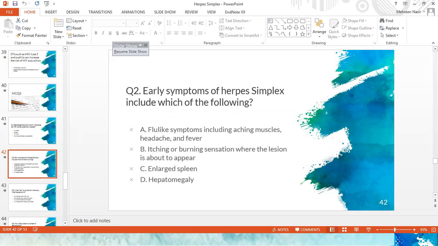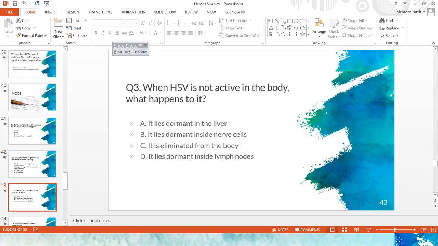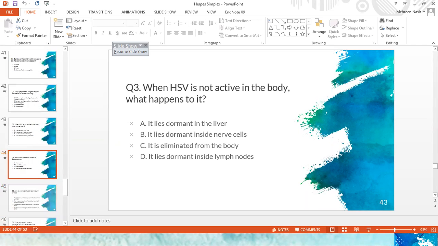Early symptoms of herpes simplex include which one of the following? The correct answer is B. Itching or burning sensation where the lesion is about to appear. When herpes simplex virus is not active, what happens to it? It lies dormant inside the nerve cells, as this is an alpha virus.